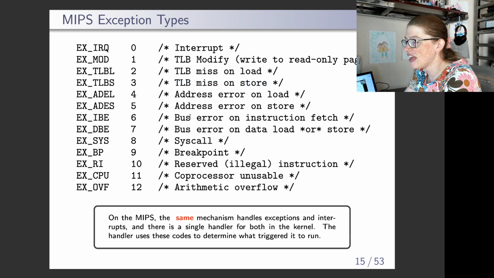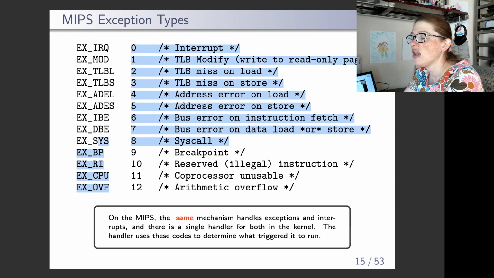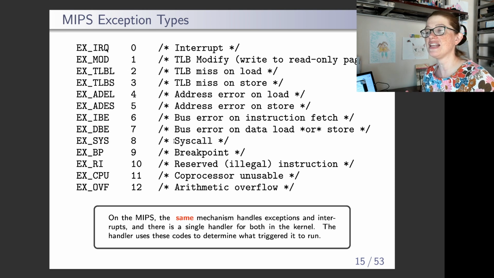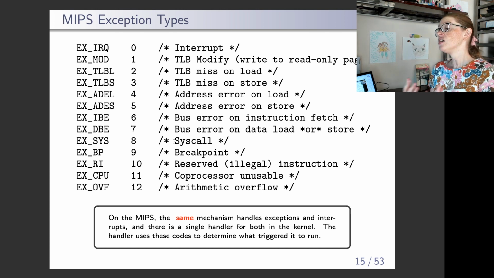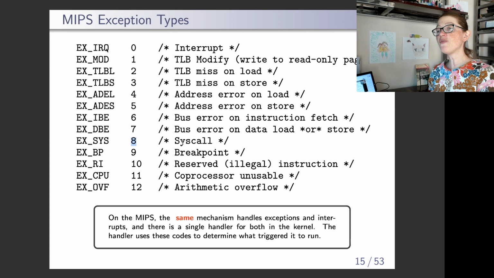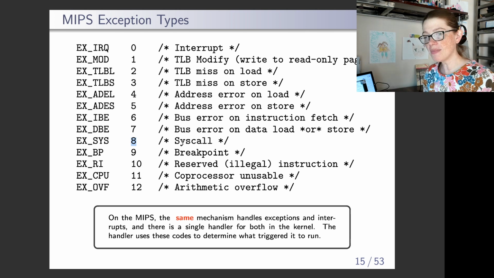Then we've got things like bus errors, and we've got breakpoints. That's obviously for the debugger. We've got arithmetic overflow, illegal instruction. And then number 8 here, exsys, is the system call exception code. And if we use the syscall, which is an instruction, it's going to raise an exception of type exsys. So that when the exception handler runs, it will see, oh, the exception is of type 8, therefore this is a system call. And then from there, we're going to get our arguments to tell the kernel exactly what it needs to do.